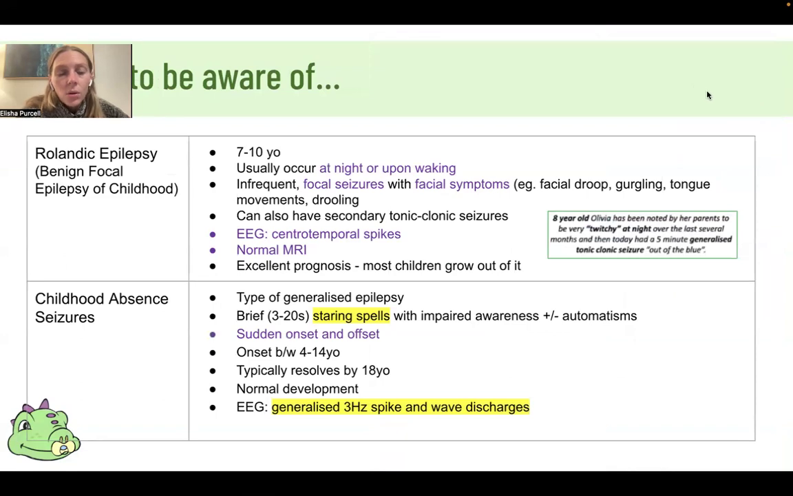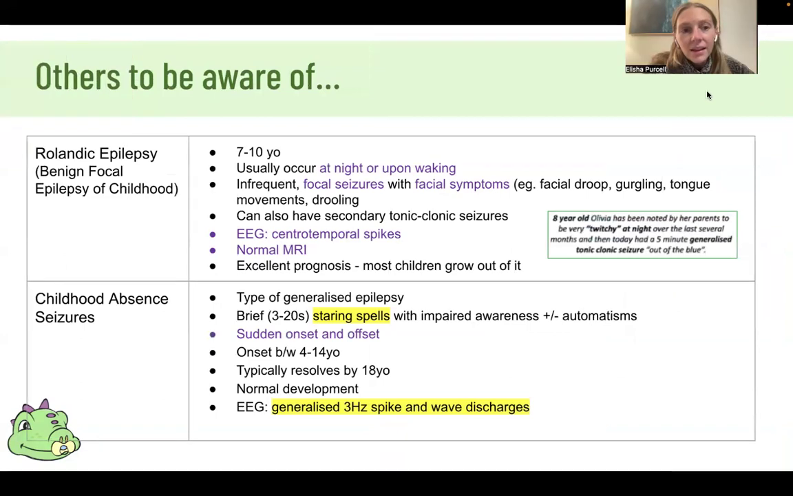So now the long and wonderful list of other seizure presentations to be aware of that we're going to go through now. It's just important to know, I guess, the buzzwords of these so you can pick them up in an MCQ presentation. But you wouldn't need to know these things in depth, like in an OSCE setting or anything like that.